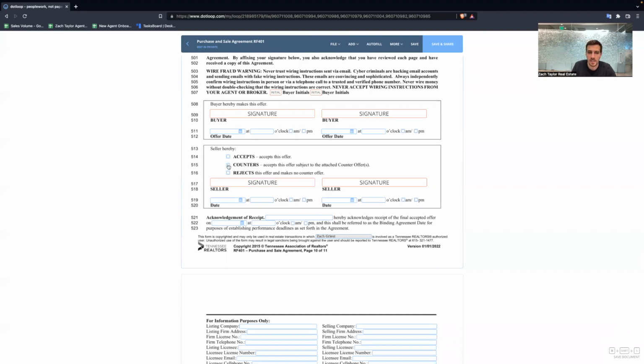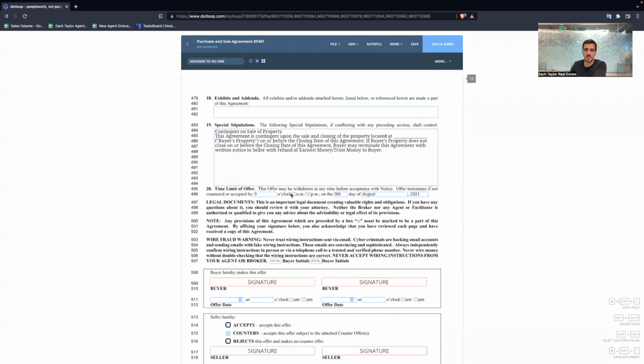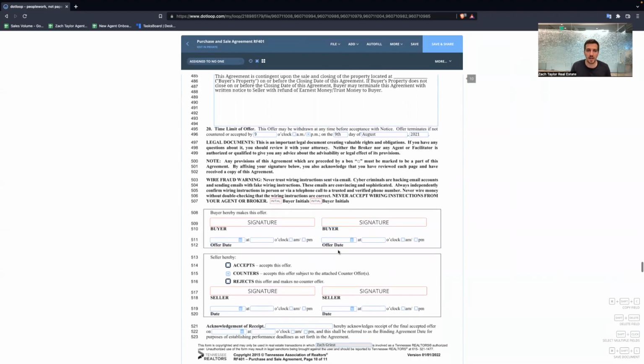So it is proper to check counters, have the seller sign this, and then the sellers also sign the counter that they're sending over. And again, now the ball is in the buyer's court. The seller has countered, they've given a time limit on their counter, and the sellers could pull that counter at any time before notice of acceptance, and go with a different offer. So that's the back and forth with the time limit of the offer. Make sure there is a time limit.